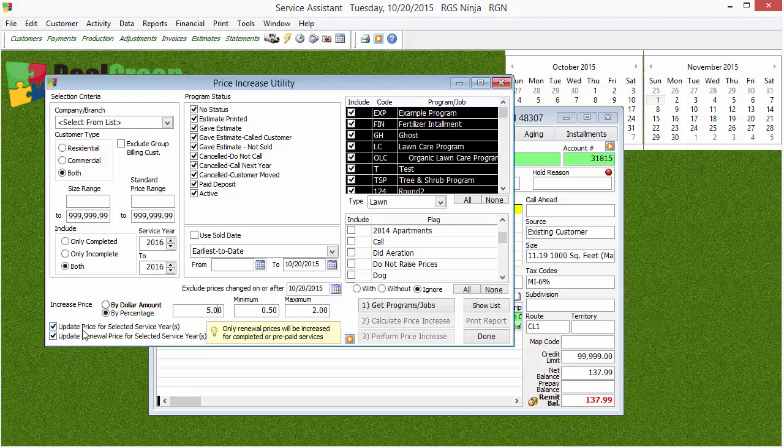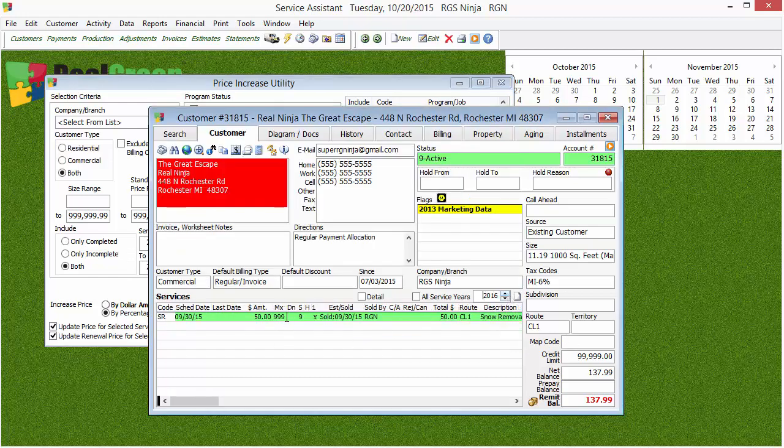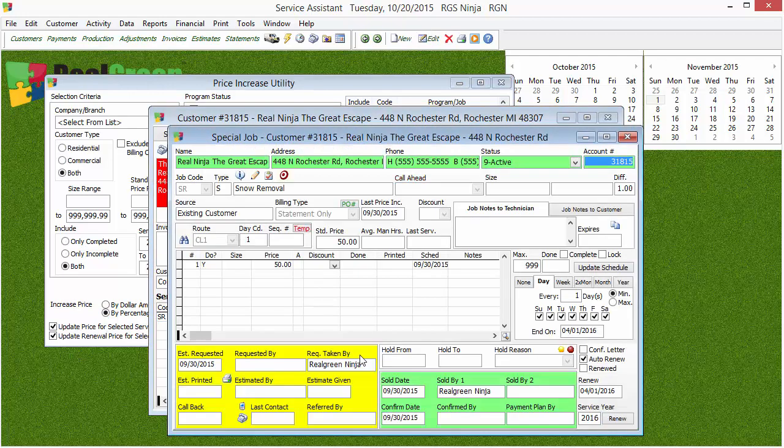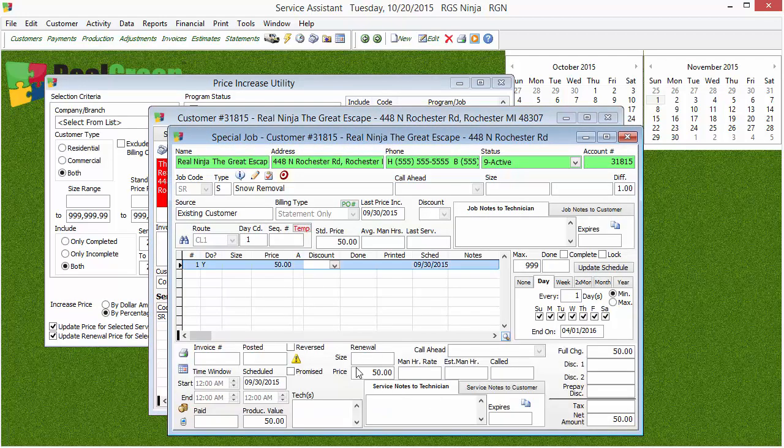Now down here, update price for selected service years. Again, we want to update the price. So we're going to be updating this number right here, again for the 2016 service, as well as update renewal price. Now that renewal price is located here. Okay, so again, if you do not tell it to update the renewal price, when you do renewals next season, it's going to copy this price into the next service year.